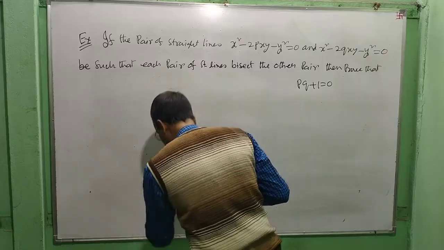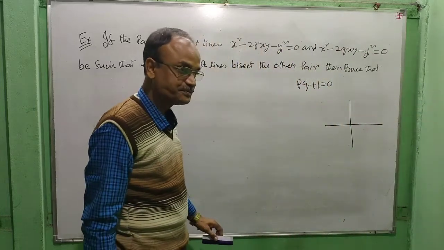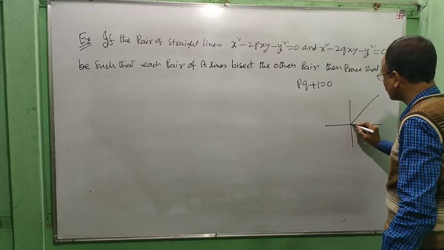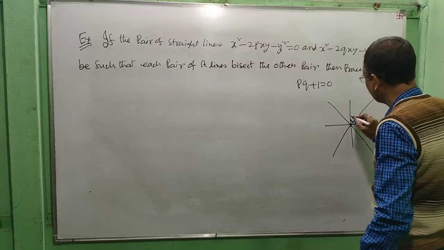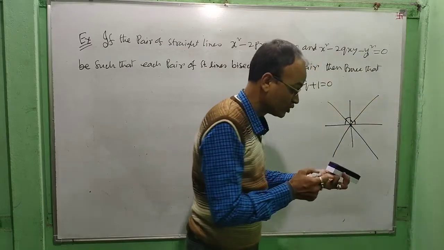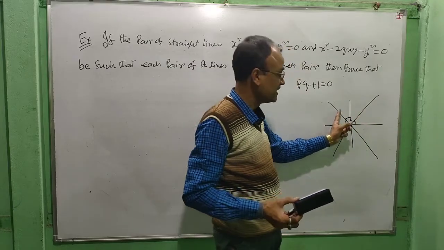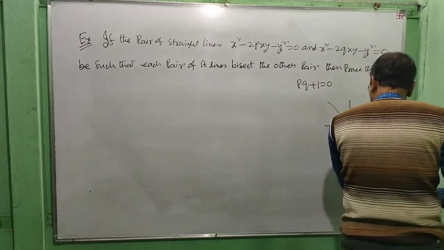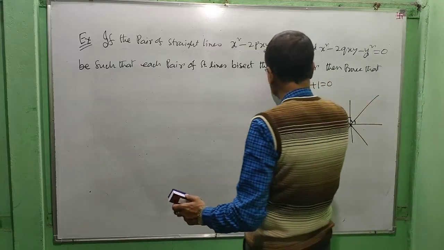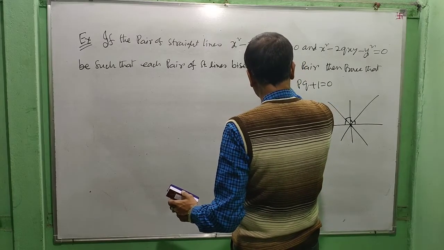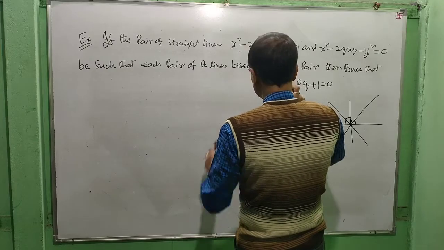We are given two pairs of straight lines. This straight line bisects the angle between these two straight lines, and it also bisects the angle between the other two straight lines. Not only that, these two straight lines also bisect the angle between the other two straight lines. This angle is also equal to this angle. It is given that each pair bisects the angle between the other pair.